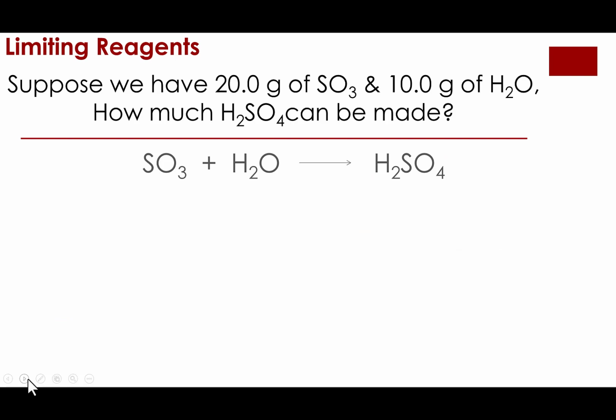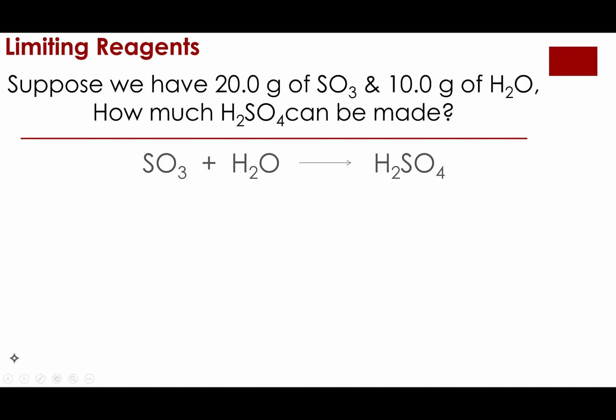The best way to work through this is really just to dive into an example. So that's exactly what we're going to do. Suppose we have 20 grams of sulfur trioxide and 10 grams of water. We want to know how much of the sulfuric acid, H2SO4, can be made. What's the most that can be made here? Okay. So let me just set up the premise of this problem. How are we going to solve this?